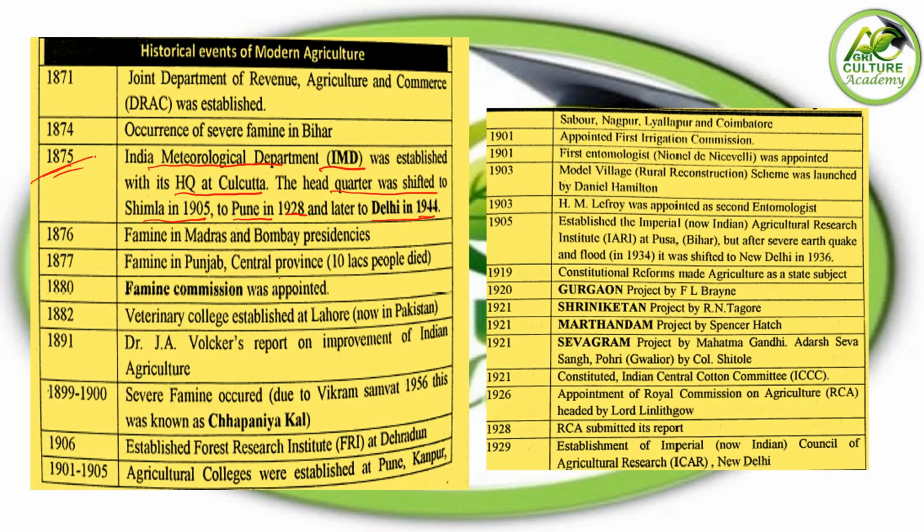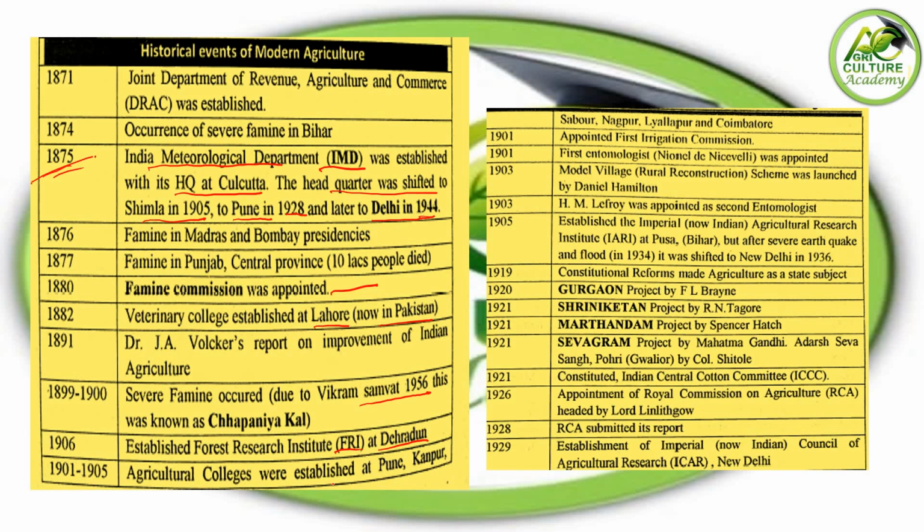Then 1877, famine in Punjab and Central Provinces, 10 lakh people died. 1880, a famine commission was appointed to look into all the famine matters. 1882, veterinary college established at Lahore, now in Pakistan. 1891, Voelcker's report on improvement of Indian agriculture. 1899 to 1900, severe famine occurred in Bikram Sambat 1956. This was known as Chhappaniya Kal. Then in 1906, Forest Research Institute established at Dehradun, FRI.